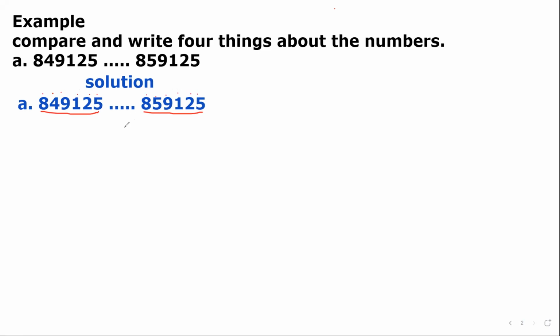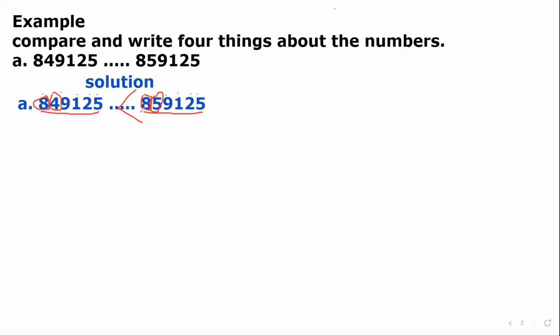Then if you're having the same number of digits like what you did previously, then you start comparing the first number here. The first number here is 8. Then the first number here also is what? 8. Then you compare the next one. The next one here is 4. And the next number here is also what? 5. Then you can draw your conclusion that the 5 is bigger than the 4. Therefore, the entire number here is greater than the other one.